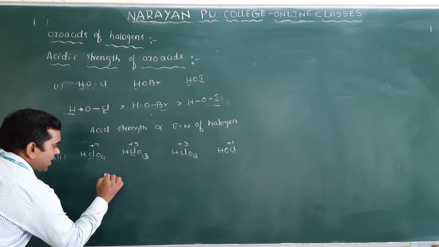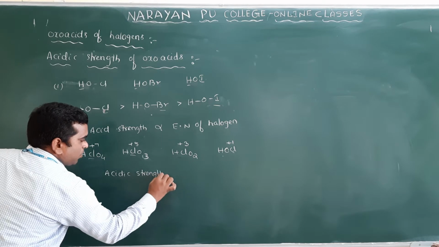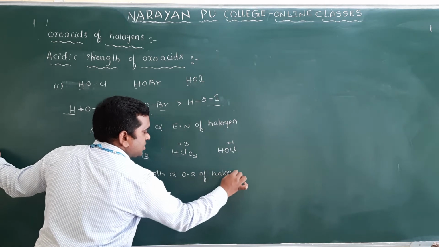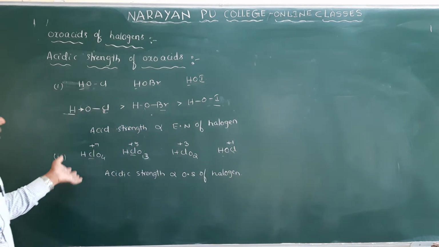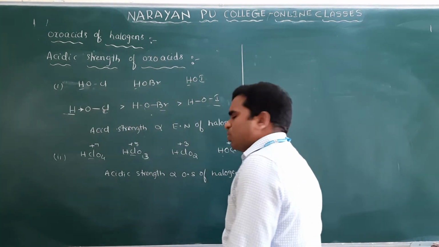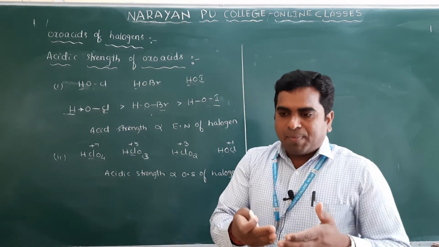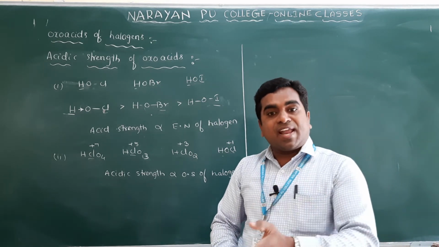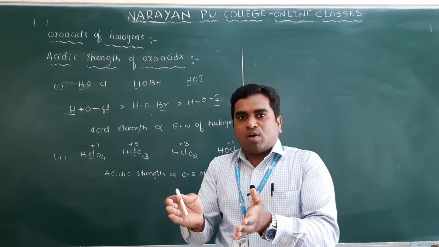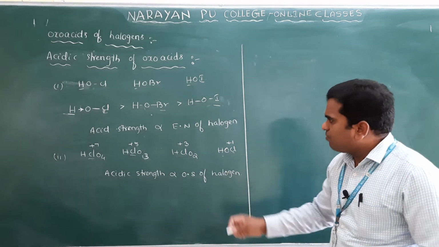So the acidic strength is directly proportional to the oxidation state of the halogen. Or you can say it in another way. In organic chemistry we have discussed that the acidic strength of any acid depends upon the stability of its anion after removing the H plus ion. If the anion is very stable, then the compound is more acidic. Same I will write here.